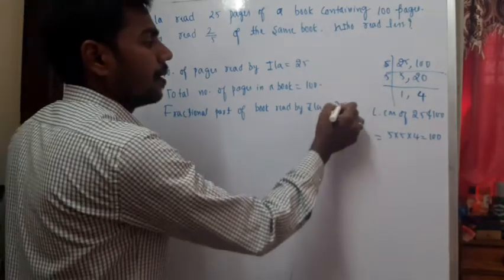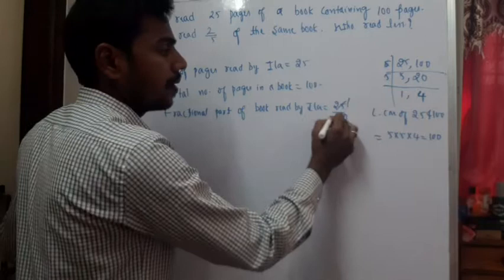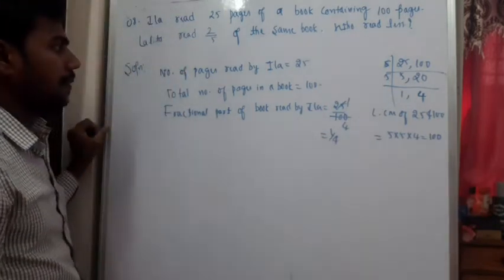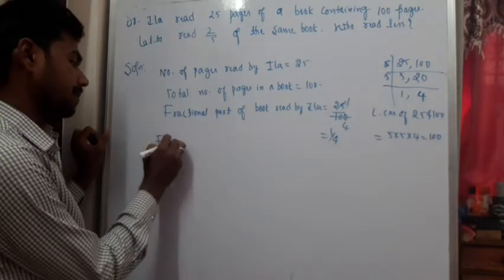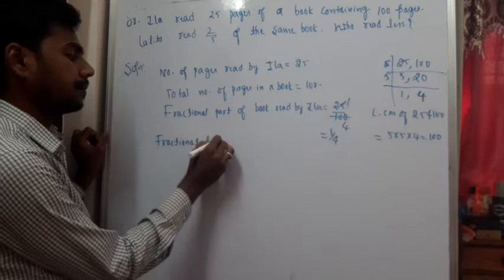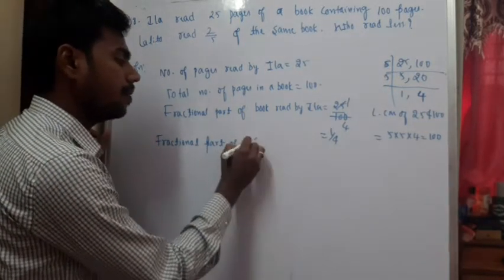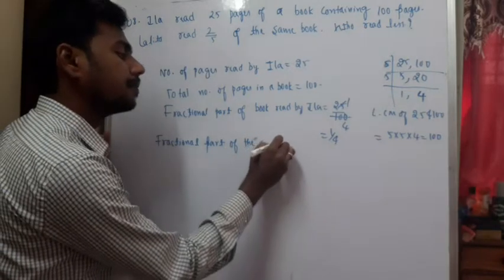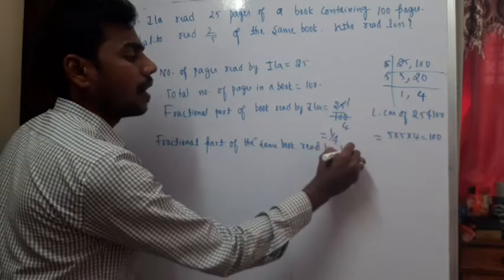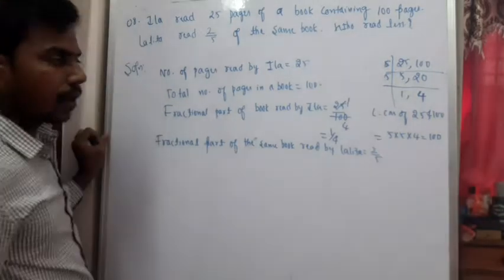So it can be written as 25 ones are 25, 25 fours are 100, it is 1 by 4. Next, the fractional part of the book, of the same book, read by Lalita is equal to 2 by 5, right? Compare.